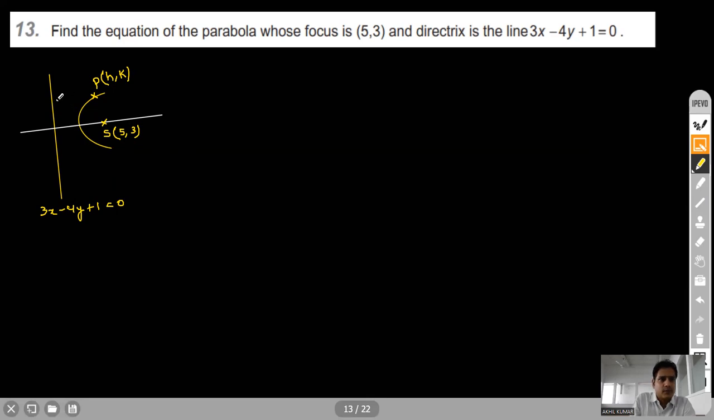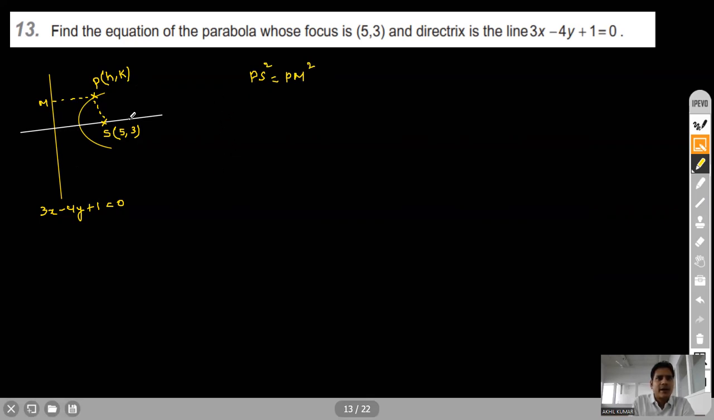What I will do, I will draw this thing. So PS is equal to PM. This is the definition of a parabola itself. The path traced by any point whose distance from a fixed point, that is the focus, is equal to its distance from a fixed line, that is the directrix. So PS is equal to PM, or we can say PS square is equal to PM square.